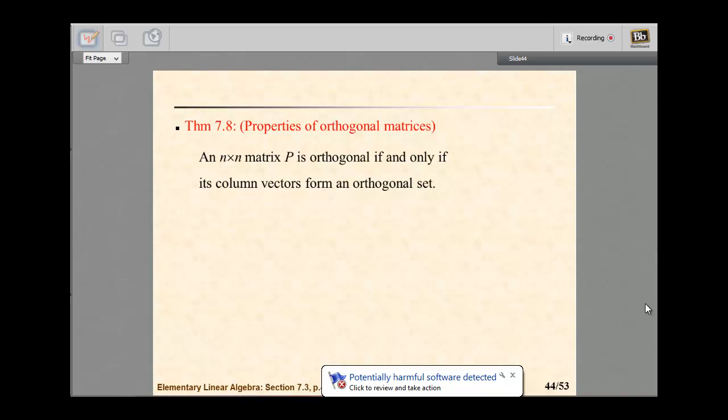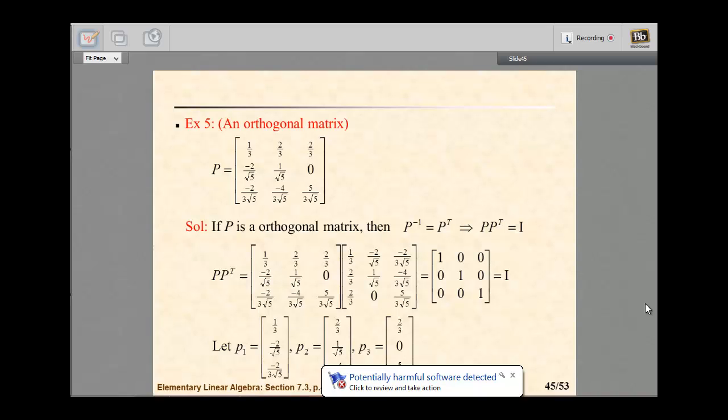Properties of the orthogonal matrix. The property is that we can write P into P transpose, that will be equal to I. This is the first property.